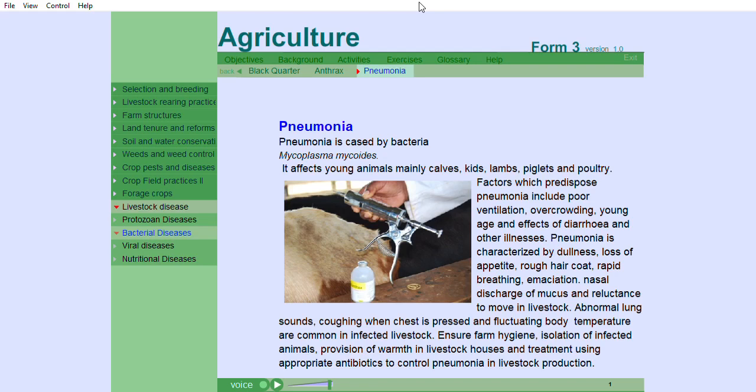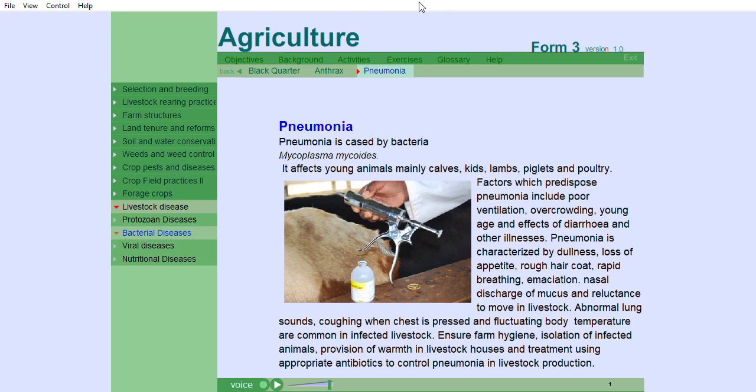Pneumonia is characterized by dullness, loss of appetite, rough hair coat, rapid breathing, emaciation, nasal discharge of mucus, and reluctance to move in livestock. Abnormal lung sounds, coughing when chest is pressed, and fluctuating body temperature are common in infected livestock.